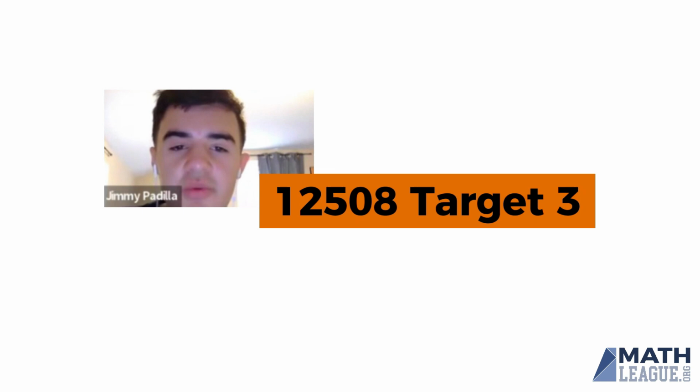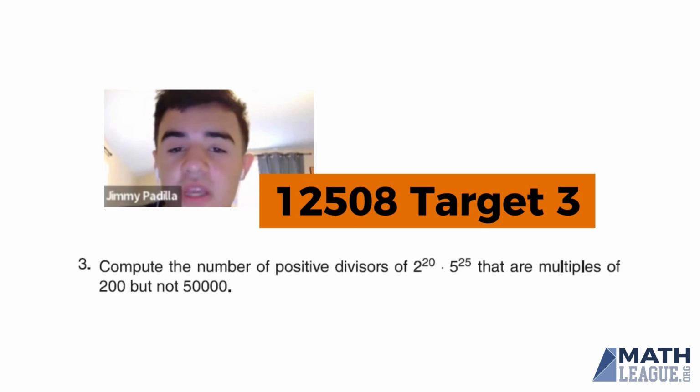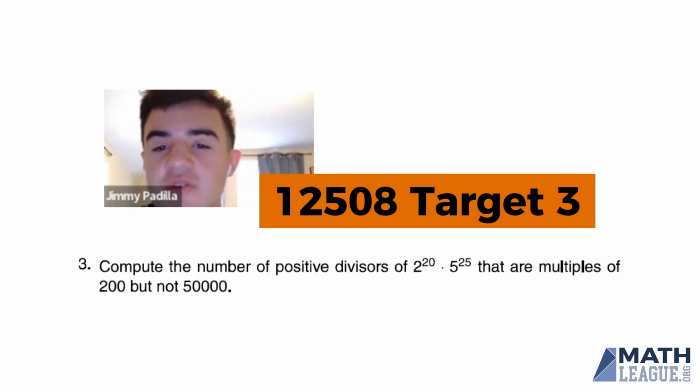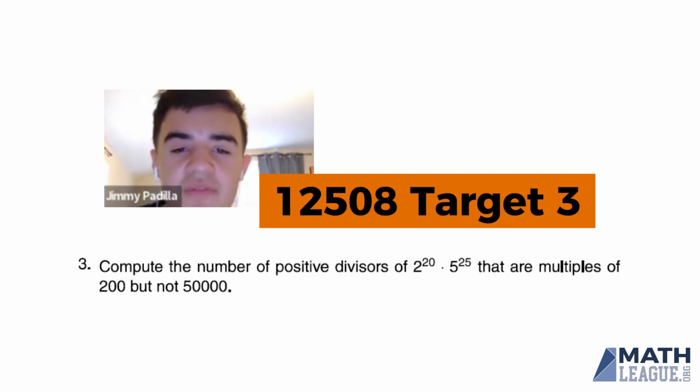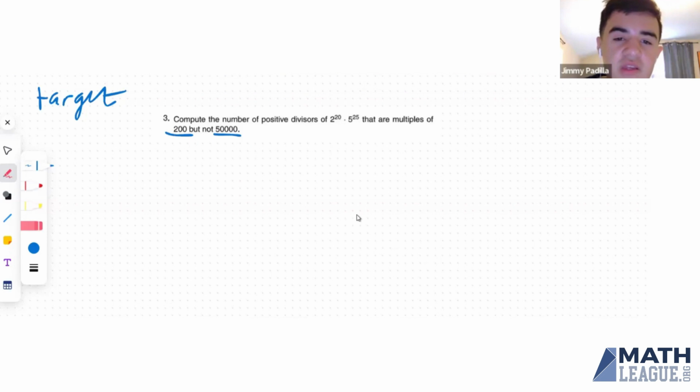We can go to target 3, where it's talking about computing the number of positive divisors of 2 to the 20 times 5 to the 25 that are multiples of 200, but not 50,000. So the first step here, since we're given our number as a prime factorization, is that we should probably prime factorize these two so it becomes easy to see what's a divisor and what's not, right? So prime factorize 200.